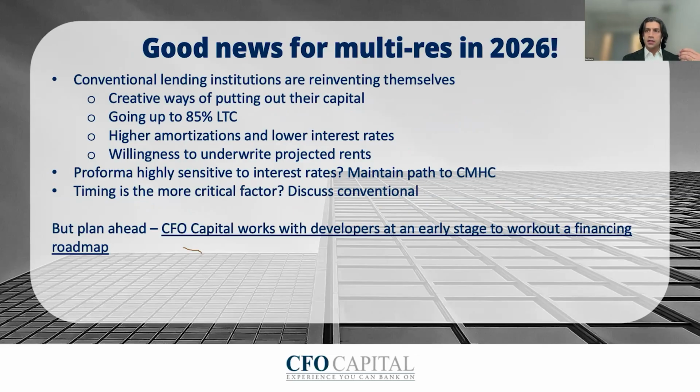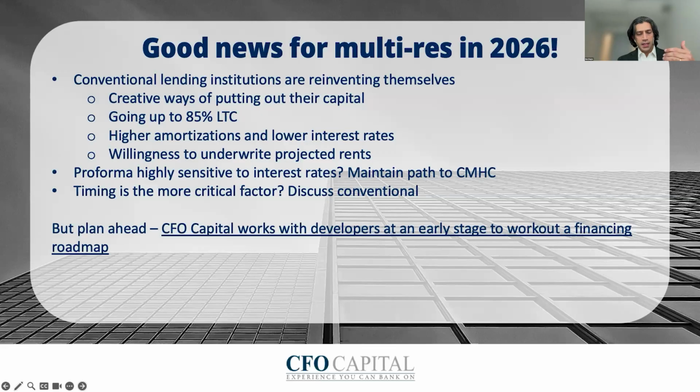The conventional lenders are getting creative and finding ways to put their capital out. They've been on the sidelines. Remember, the last 3 to 4 years have been all about CMHC insured. And this market had moved away from the conventional lenders, but I think in some ways it's getting back, on account of them pushing the envelope a little bit.